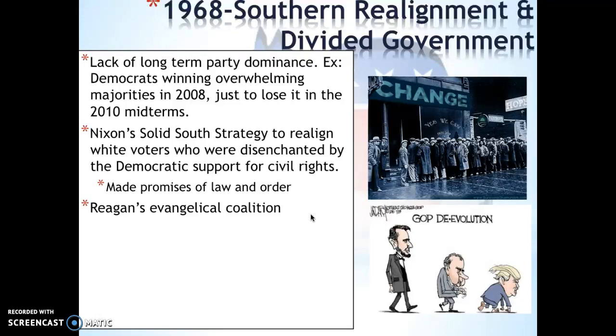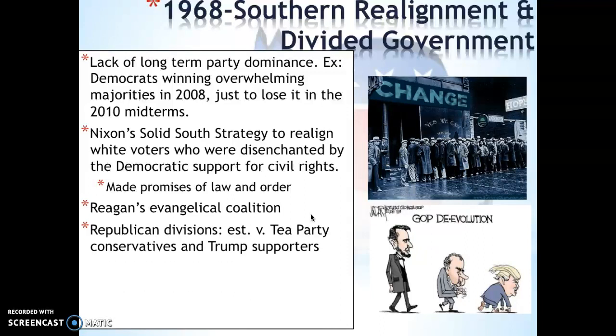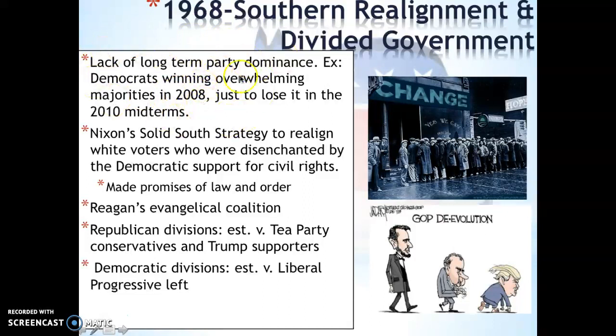Reagan comes in in the 1980s, and he's able to get evangelical support from the South. So now the South has realigned pretty solidly to the Republicans. Republican divisions and Democratic divisions still exist today, which cause this lack of long-term party dominance. With Republicans, you have establishment versus Tea Party or Trump supporters. And with Democrats, you see the establishment Democrats butting heads with the liberal progressive left, like your Bernie bros. All right, so that's where we are today.